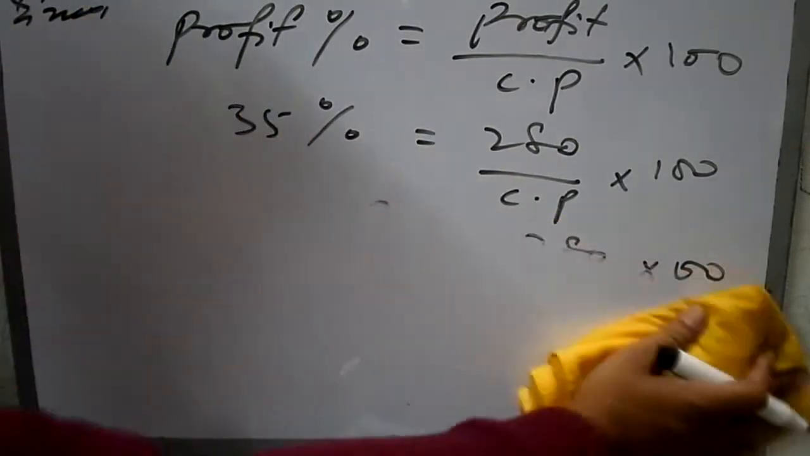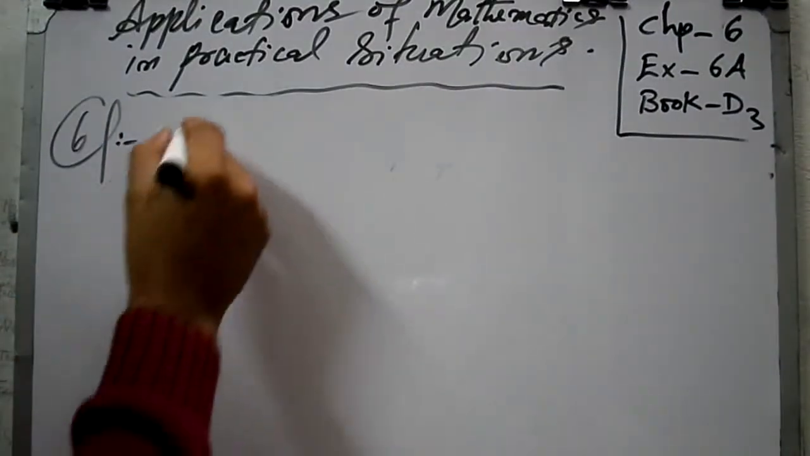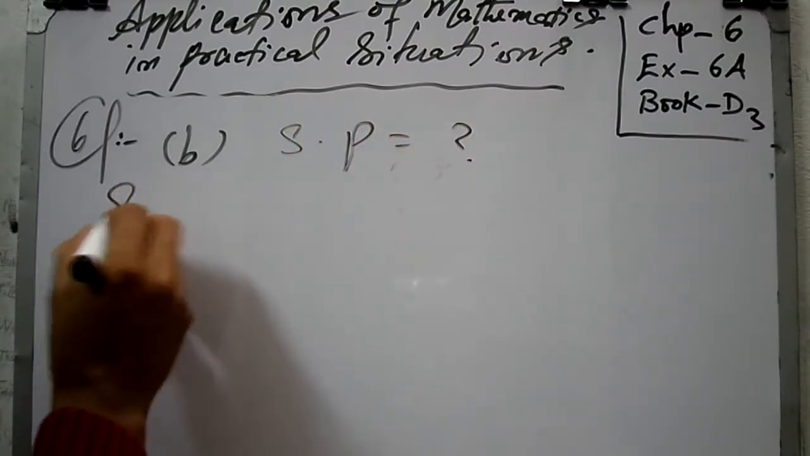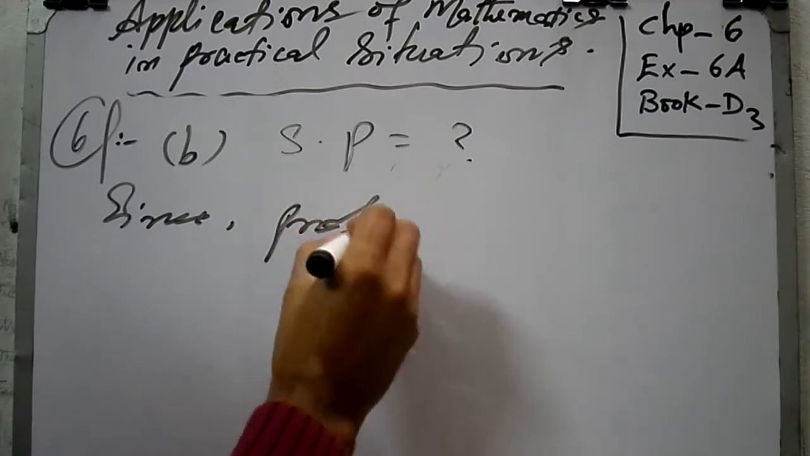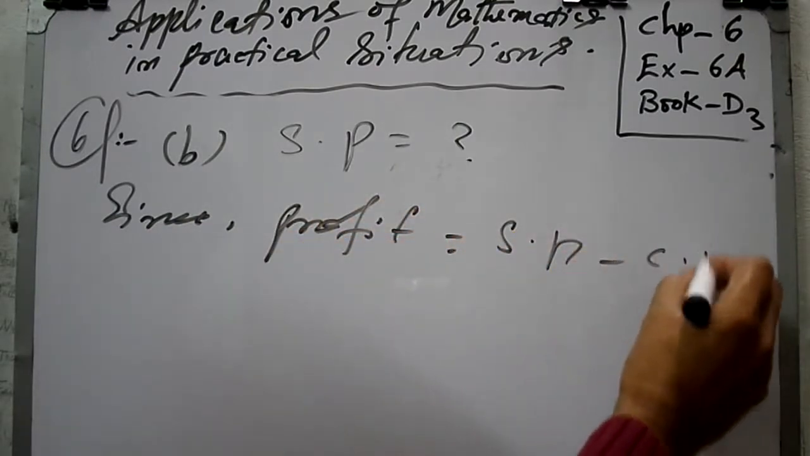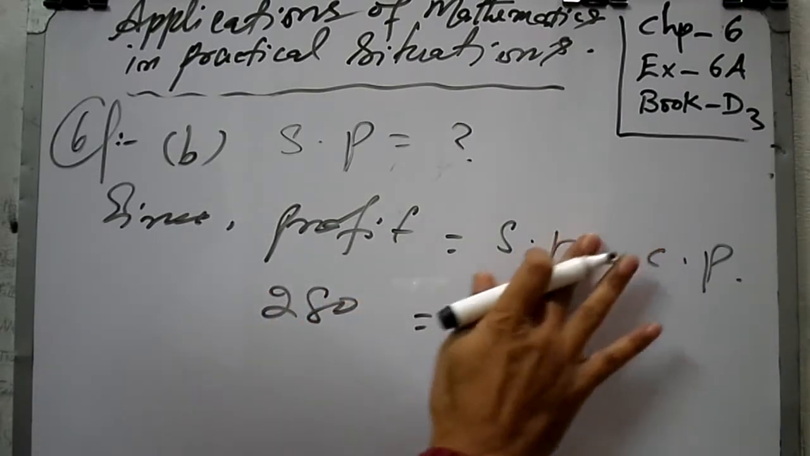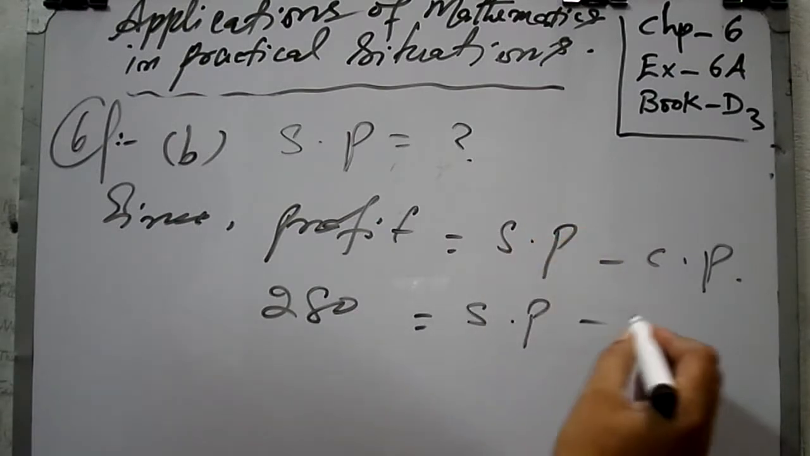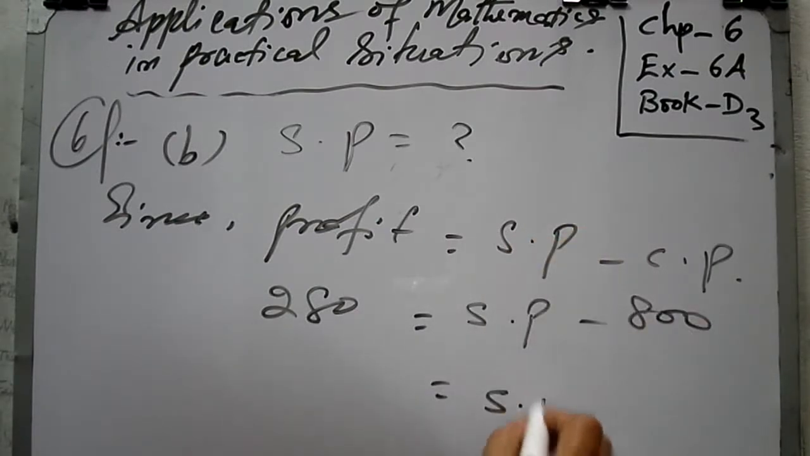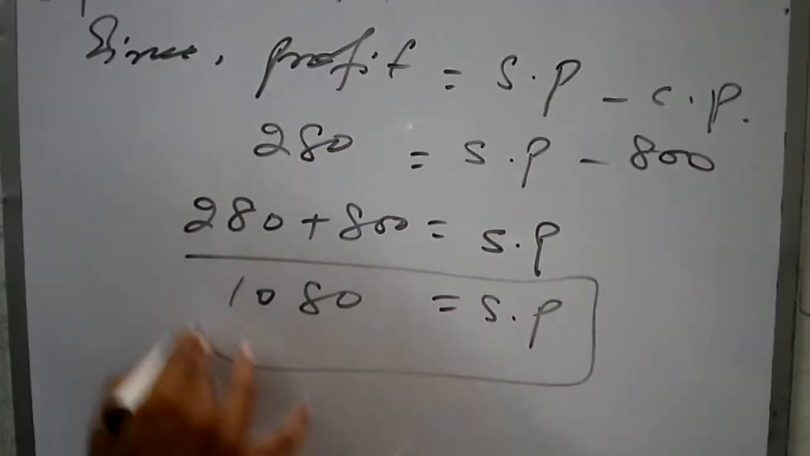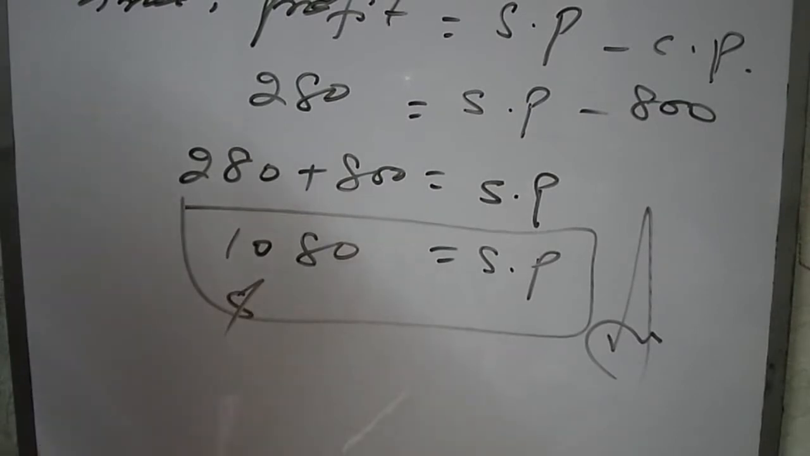But now we have to find in B part. Now coming to the B part. In B part we have to find the sale price. Okay, since we have a formula, that is profit is equal to sale price minus cost price. So 280 is your profit, sale price we have to find, and cost price is 800. So shift here: 280 plus 800. So sale price will be 1080, your sale price, that is in dollars. So that is your result.